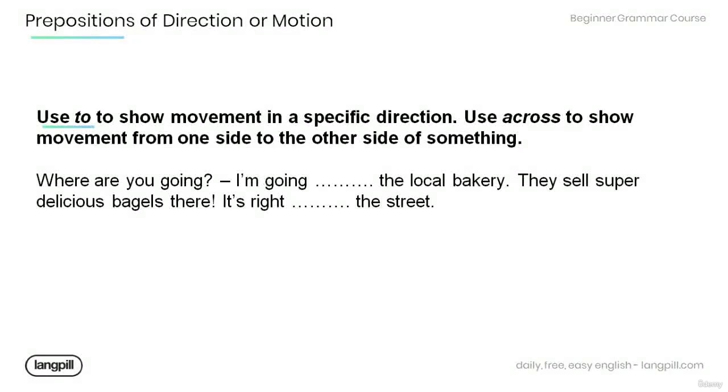Now let's review the use of prepositions of direction or motion and practice a bit. Remember that we use to show movement in a specific direction, and we use across to show movement from one side to the other side of something. Read the following dialogue and fill in the blanks with to or across. Where are you going? I'm going to the local bakery. They sell super delicious bagels there. It's right across the street.